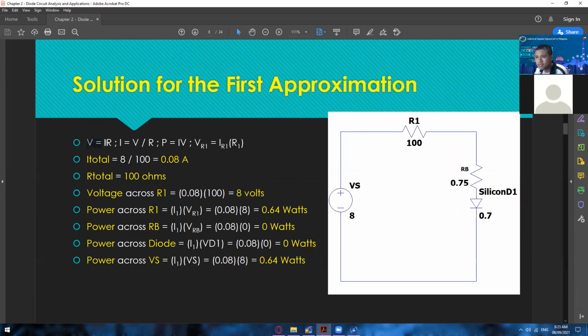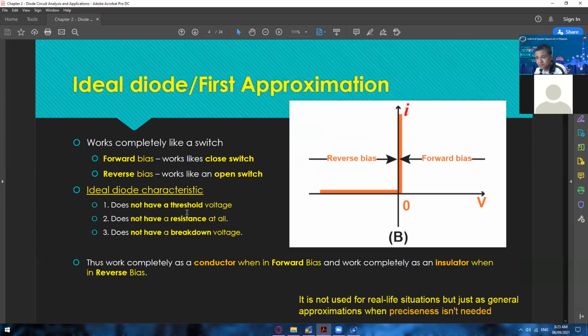You can simply use Ohm's law to solve everything. So we have the total current: I is equal to V divided by R. V, the voltage source, is 8, and the total resistance is 100. Take note that in the first approximation, even though we have a threshold voltage, we have to neglect that one, since we don't consider the threshold voltage in an ideal diode or first approximation. The same goes for the bulk resistance, even though it's 1 ohm and above, we don't consider that one in the first approximation.